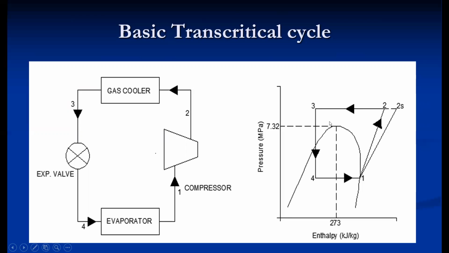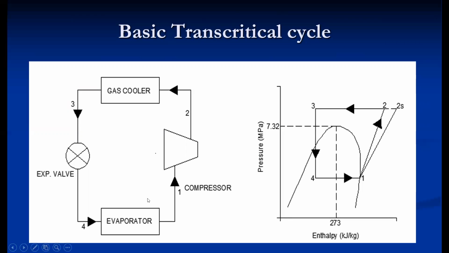This is because CO2 has a very low critical point. Its critical point is 31 degrees Celsius. So generally the condensing medium used in practice is at a temperature of about 30 to 35 degrees Celsius. So it is very difficult to achieve the condensation process in a normal vapor compression cycle. That's why when we use CO2 as a refrigerant in a conventional system, it becomes a transcritical system.